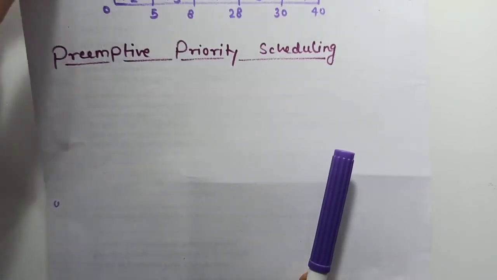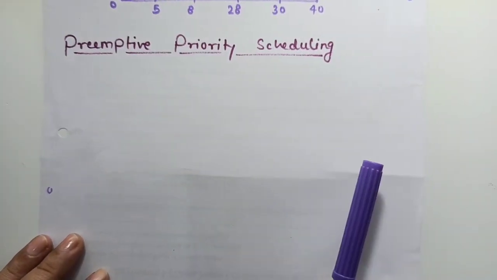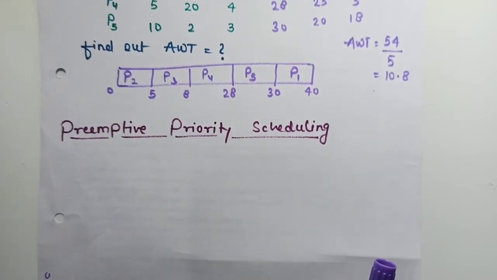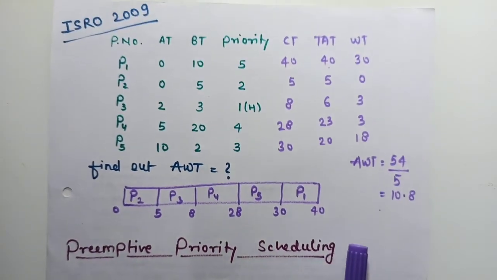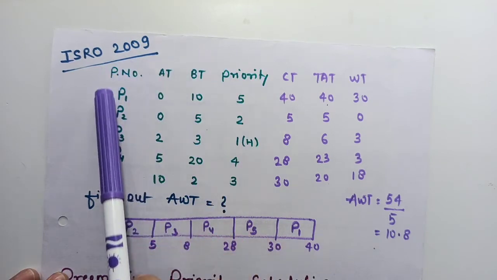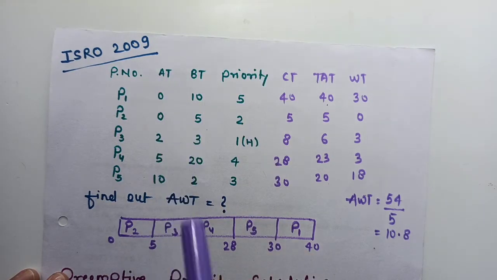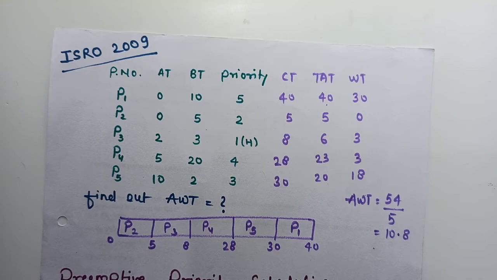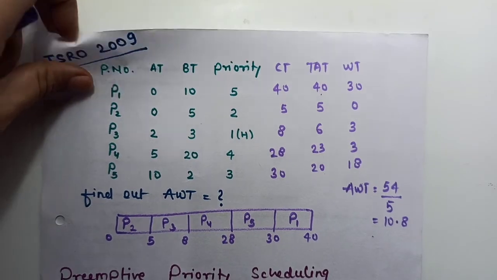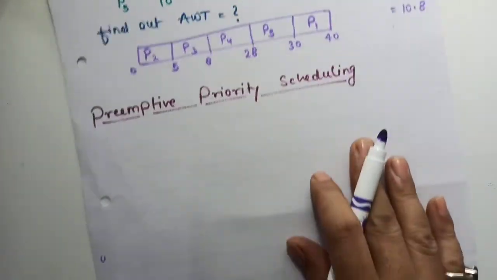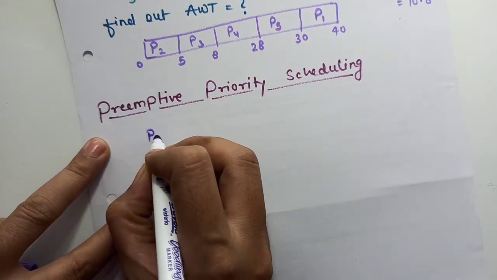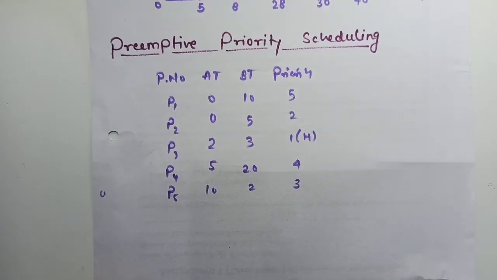Preemptive priority scheduling. Let's do the same scenario with the preemptive version. Okay, preemptive priority scheduling. So let me copy it first. So this is preemptive priority scheduling. If we do the same thing, the same scenario using the preemptive version, how would it be?